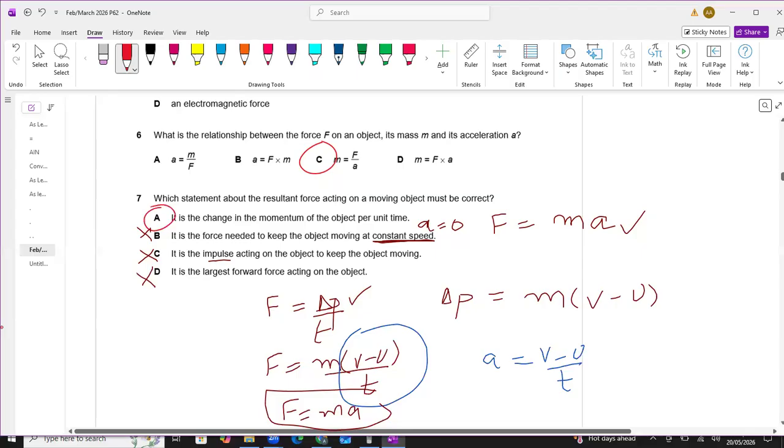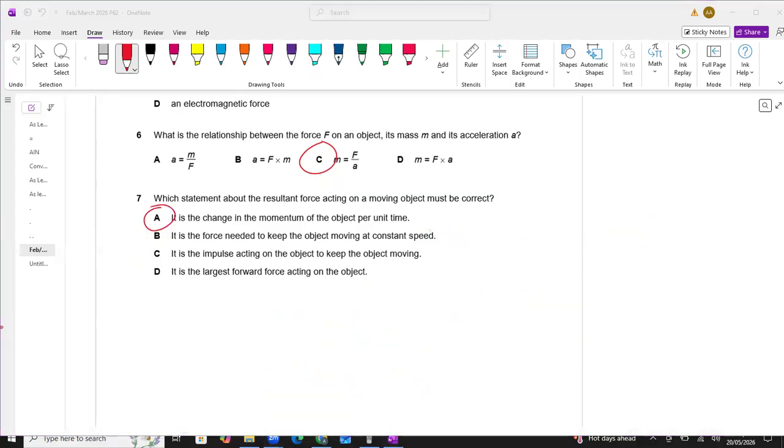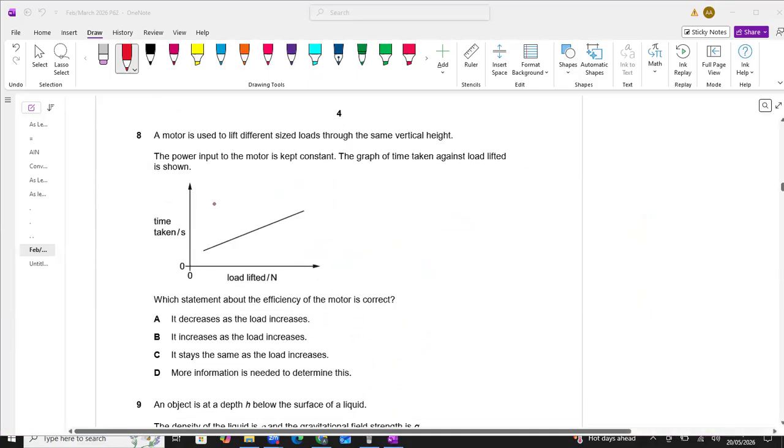Is it clear to you, everyone? All right. Now I'm moving towards the next question, question number 8. In question number 8, they are saying a motor is used to lift different sized loads through the same vertical height. So what is the motor doing? The motor is lifting different sizes of weight to a certain height. The power input to the motor is kept constant.